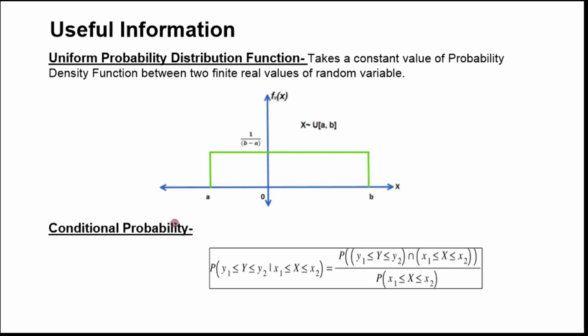The conditional probability that random variable y lies between two values y1 and y2 given that random variable x lies between two values x1 and x2 is the probability that y lies between y1 and y2 intersection probability x lies between x1 and x2, divided by the probability that random variable x takes a value between x1 and x2.